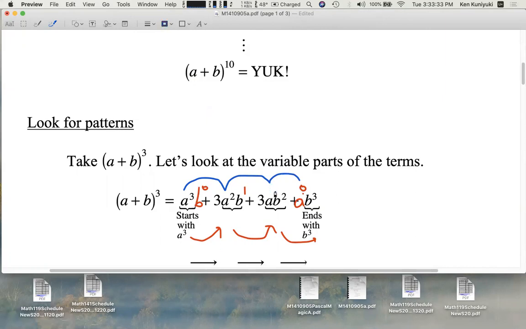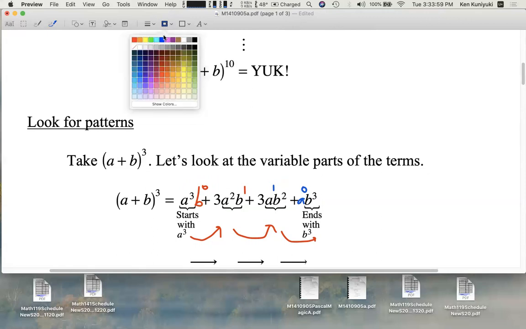Maybe I should put these pieces in blue. A to the first here, a to the 0 over here. A to the 0 is 1. And let's assume for now a and b are not 0. Remember, 0 to the 0 is weird. So the exponent on a is going down 1 by 1 as we go from term to term, the way we normally write this. What about the exponent on b?